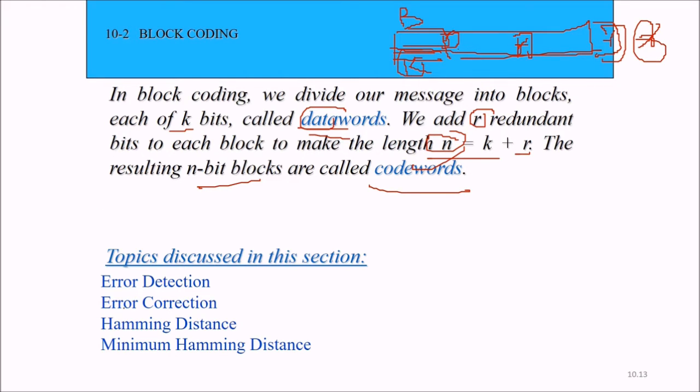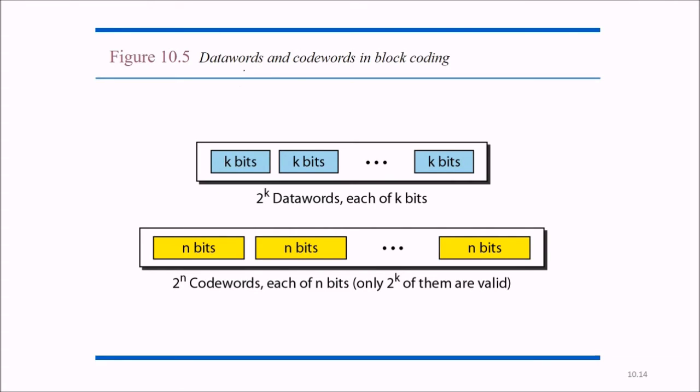We'll see all these: error detection, error correction, Hamming distance, minimum Hamming distance. So we have just talked about data words and code words. What are these in block coding? These are k bits, different blocks.